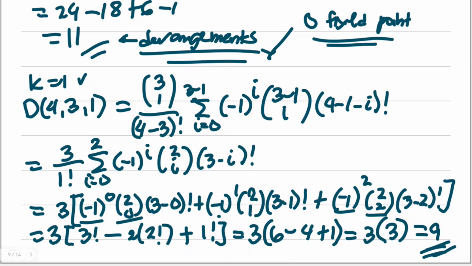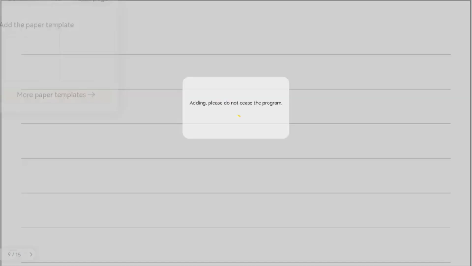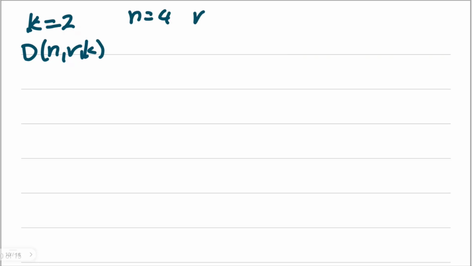Now let me use another page, because we can also talk about what if in the permutation of 3, two placements are fixed, or 2 fixed points. We have 2 fixed points, and we also have what if all of those points are fixed. So let me add here another page. Let's have here if our k is equal to 2. So we have D(n, r, k). Again, our n was 4. Our r is 3 permutations for 4. This is actually equal to D of 4, 3, 2.